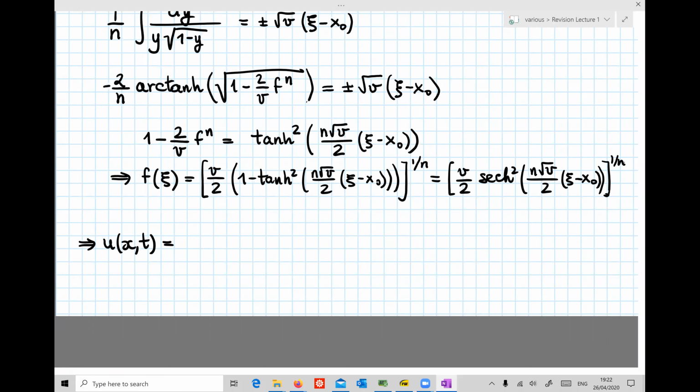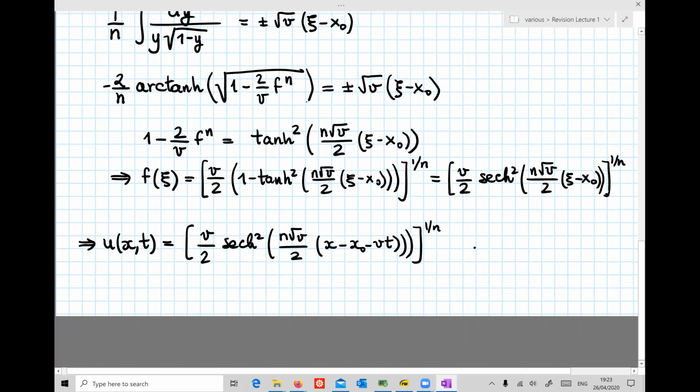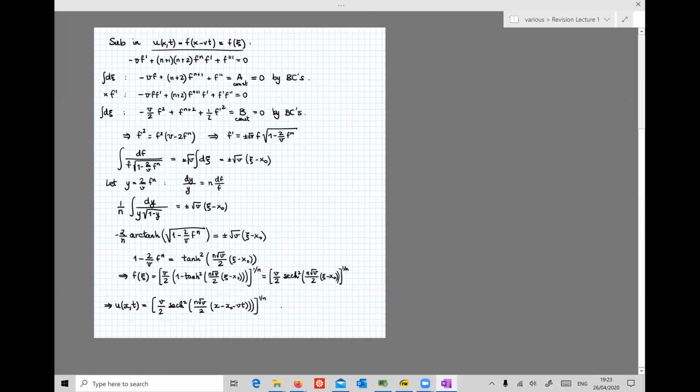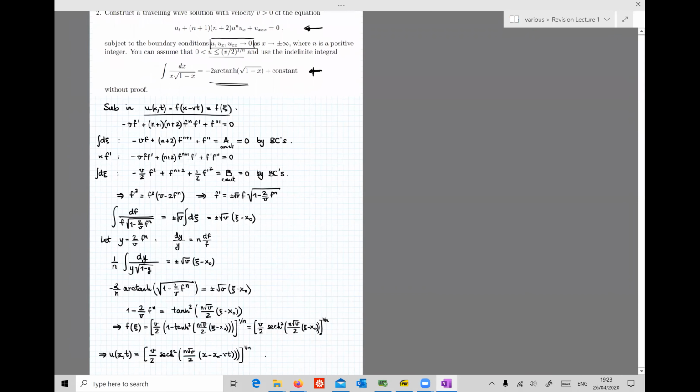But anyway, okay. So in terms of x and t, we get that u as a function of x and t is given by v over 2 hyperbolic secant squared of n root v over 2 times xi, which was x minus vt, minus x0, all raised to the power 1 over n. So this is the traveling wave solution that we were after.